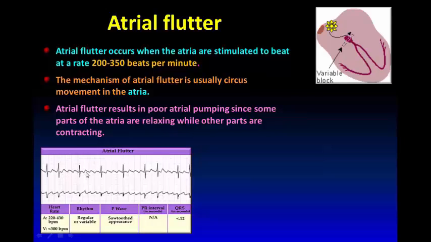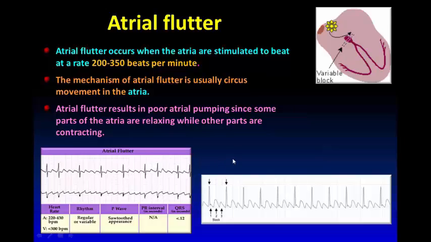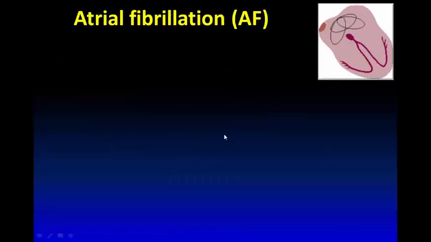Here we have atrial flutter in an ECG strip. This is how atrial flutter looks in the ECG. Here we have another ECG strip showing atrial flutter. The P waves here are saw-toothed P waves. They look like the teeth of a saw.